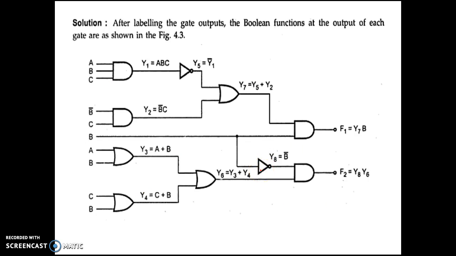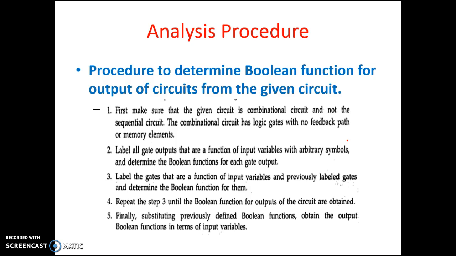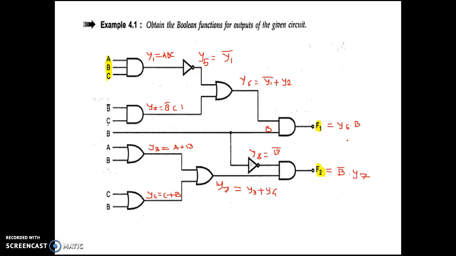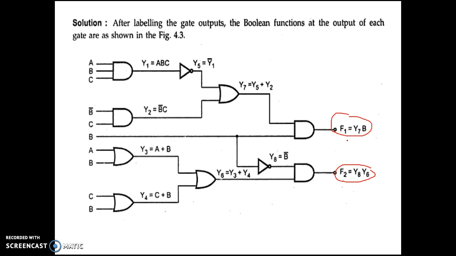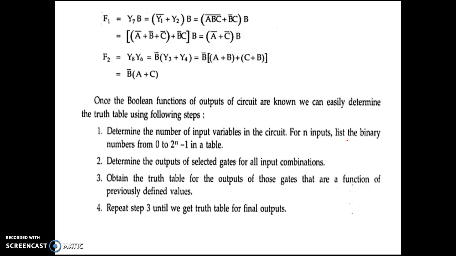This is the solution of the previous circuit diagram, and you will obtain an answer similar to this. Just like that, we follow all the procedure and we'll obtain the Boolean functions for them. Here we can note down where we can simplify this Boolean function, to design a combination circuit for them.